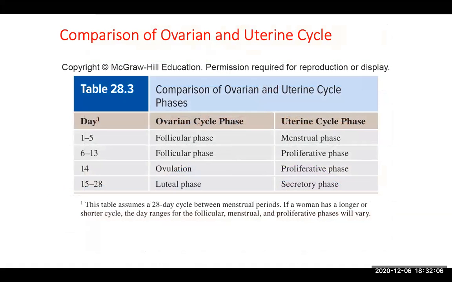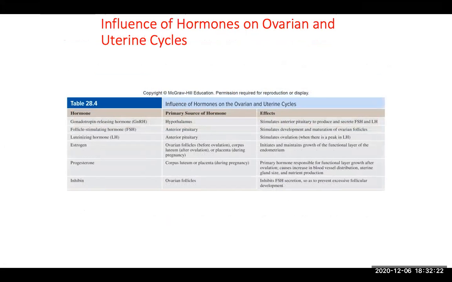So this is a comparison of the ovarian and uterine cycles to look at what happens in each phase: the ovarian cycle phase, so what's happening with the ovaries and the egg, and what happens with the uterus as it prepares for a possible implantation. Here's a good chart that summarizes the influence of hormones on ovarian and uterine cycles. So again, pause the video, read through this, which takes a summary of the different hormones, the primary source of the hormone, and its effects on the ovarian and uterine cycles.